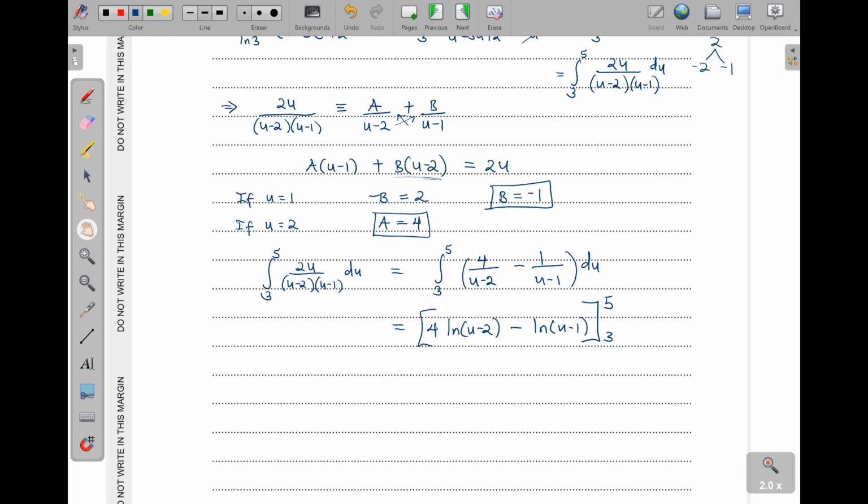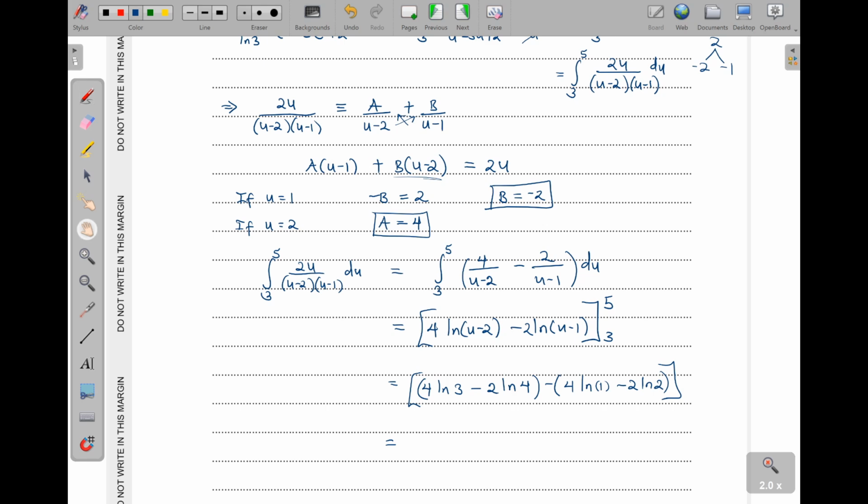So when I put the limits there, oh, sorry, I had messed up already. So this one is supposed to be negative 2. Negative 2 here, and so here we shall have minus 2. Then put in 5. So we have 4 natural log of 5 minus 2, that is 3, then 2 natural log of 5 minus 1, that is 4. Then we subtract, put now 3. 4 natural log of now 1, and then minus 2 natural log of 2. Natural log of 1 is 0.